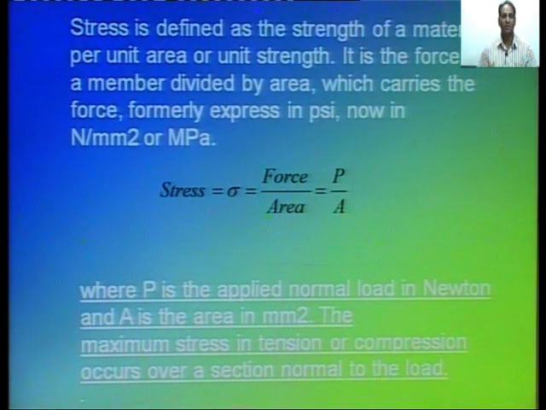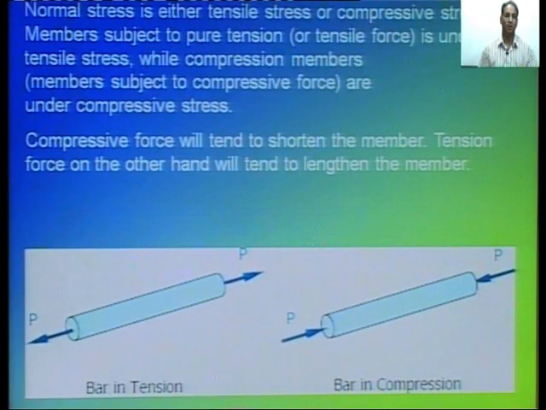The maximum stress, tensile or compressive, occurs over the section normal to the load. It means that the tensile force or compressive force is always acting normal to the surface. So, simply, stress is force per unit area. Now let us see what normal stress is.